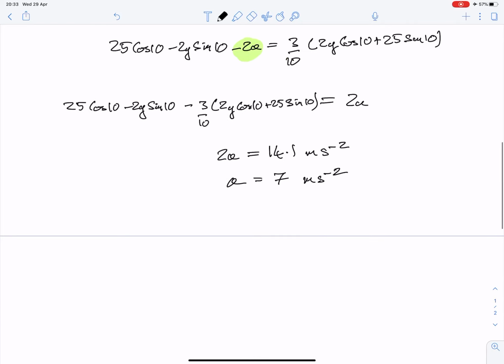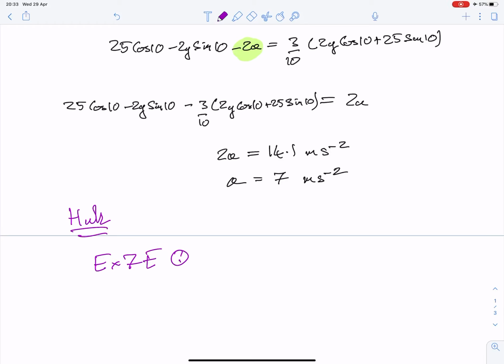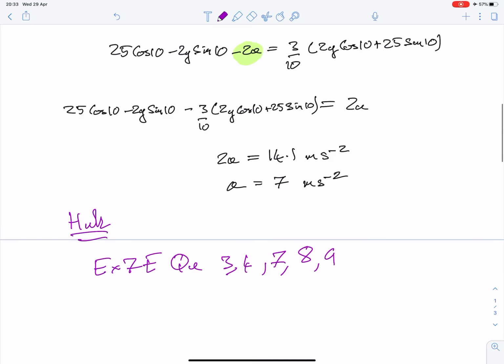Okay, so homework then that's attached with that section. Exercise 7E, questions 3, 4, 7, 8, 9 and 11 should be enough.